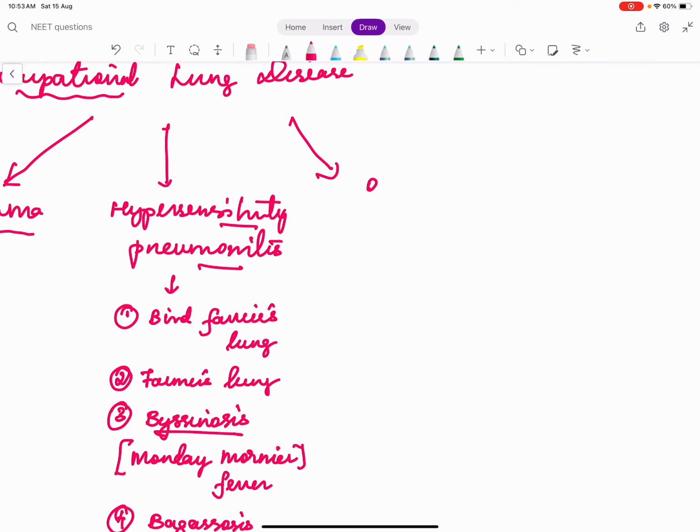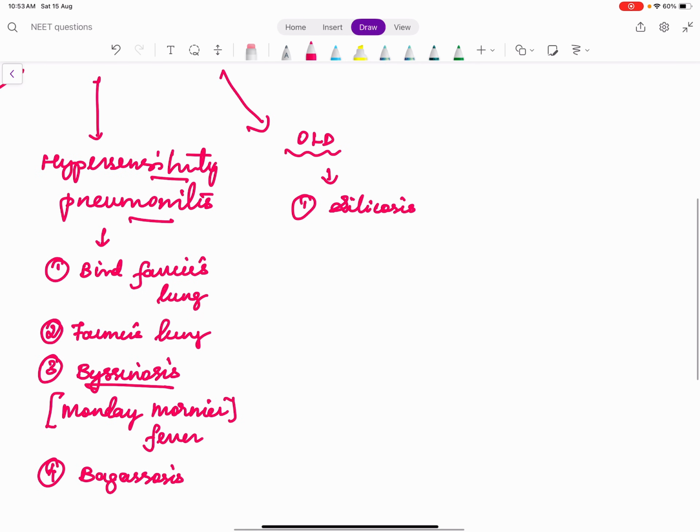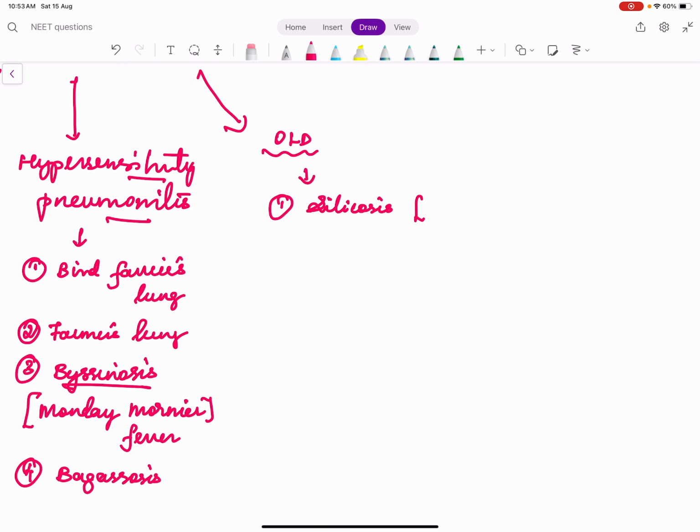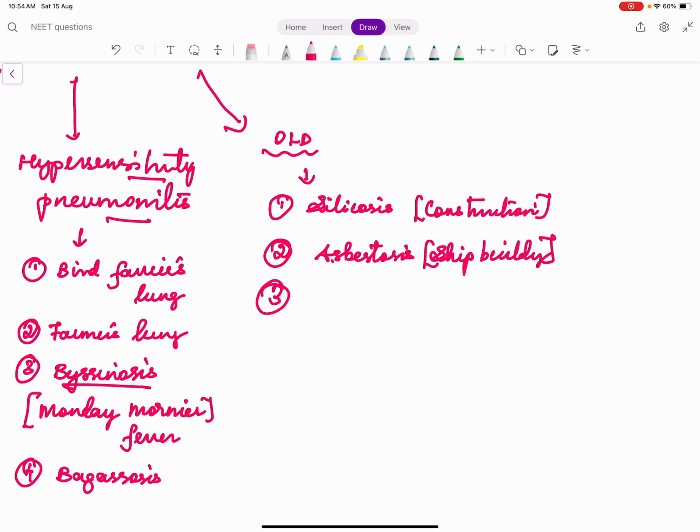The third category is the actual thing which is called occupational lung disease. Here, the occupational dust gets deposited in the lung and it's going to cause some pathology. So here we have the common silicosis. Silicosis is silica dust gets accumulated. So it occurs in construction workers, quarrying, mining, etc. We have asbestosis. Asbestosis occurs in shipbuilding, again construction workers. Coal workers pneumoconiosis.